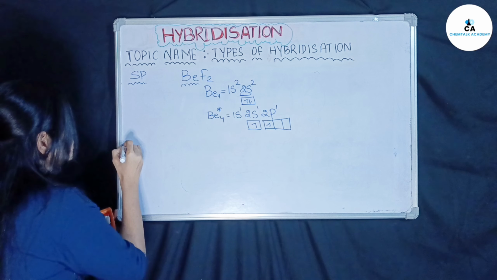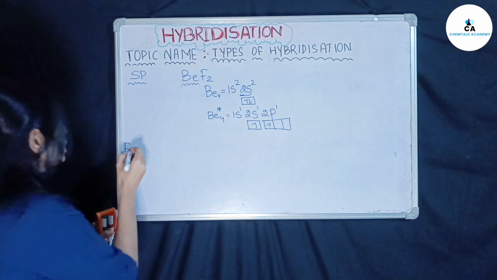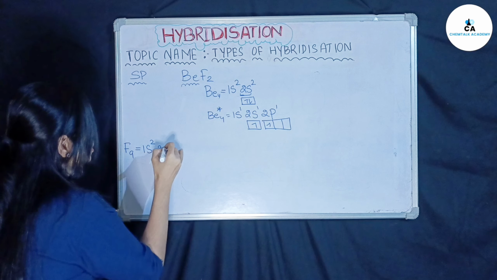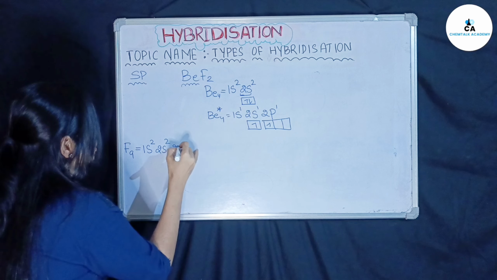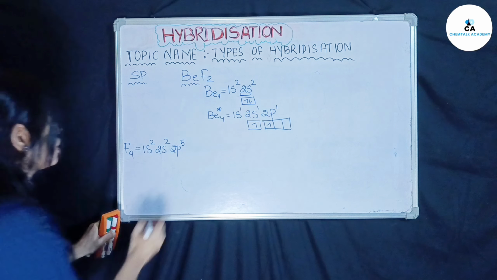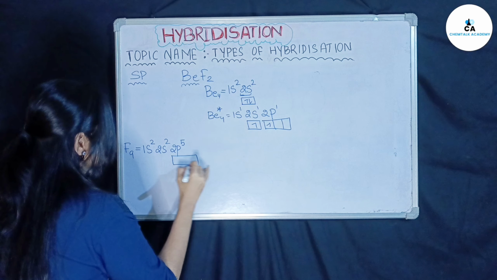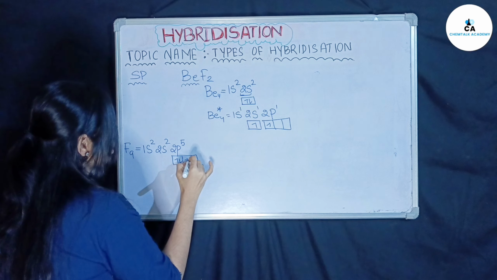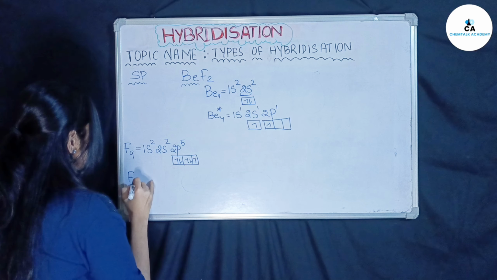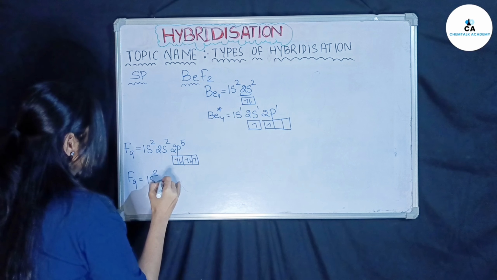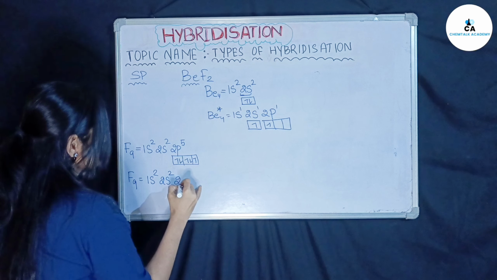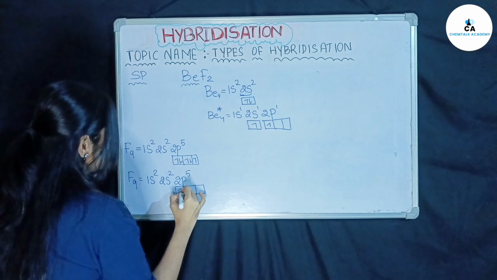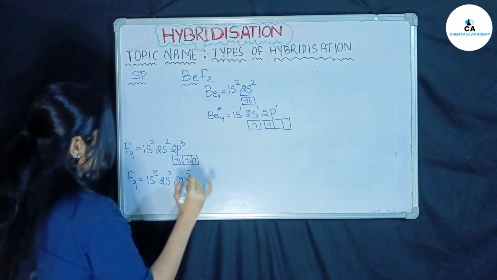Now each fluorine, with atomic number 9, has electronic configuration 1s2, 2s2, 2p5. The valence shell is second and the last orbital is p. How many electrons are there? 5: 1, 2, 3, 4, 5. Similarly, the second fluorine, 1s2, 2s2, 2p5, consists of 5 electrons.